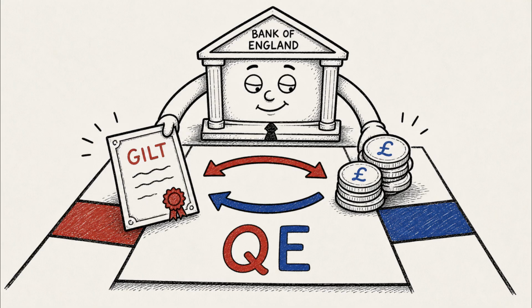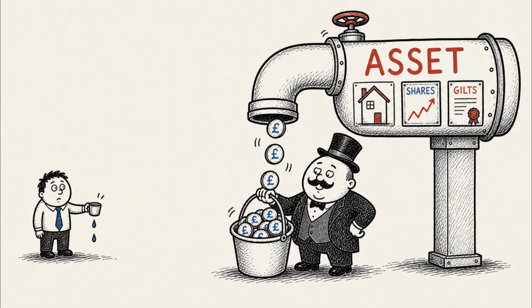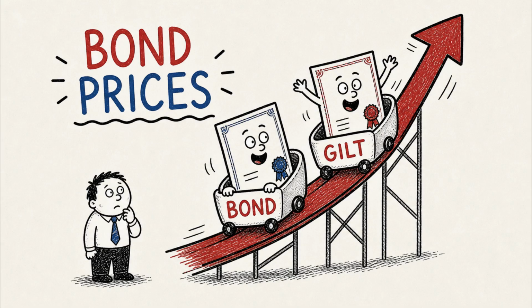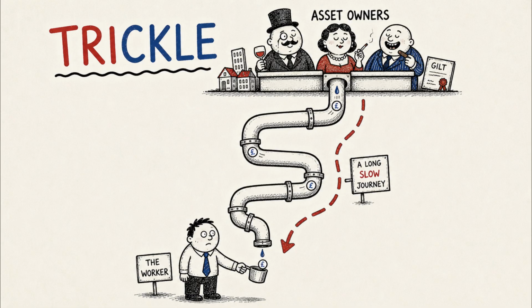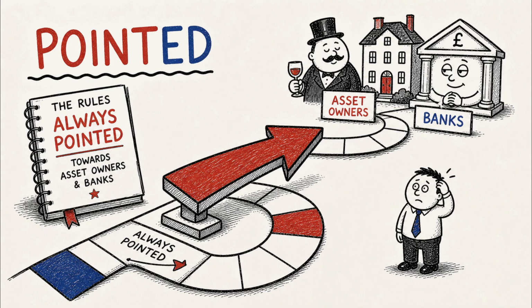That is why quantitative easing can feel so strange politically. The Bank of England may be trying to save the economy, but the visible effect can look like asset owners being rescued first. Bond prices supported, share prices supported, house prices supported, markets calmed, while ordinary workers are told to wait for the benefits to trickle through the pipes. And we have learned in this series the pipes in Britain are not always pointed at the people doing the work.